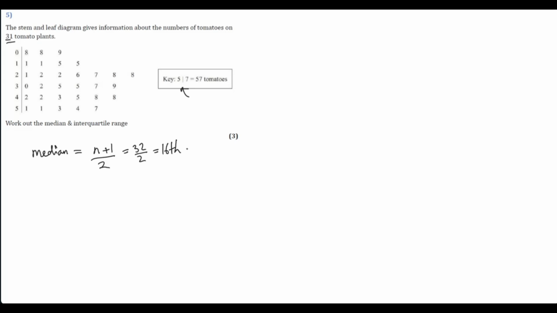But this is the position, not the actual median. So I need to go 16 in. 1, 2, 3, 4, 5, 6, 7, 8, 9, 10, 11, 12, 13, 14, 15, 16. So that'll be 32.